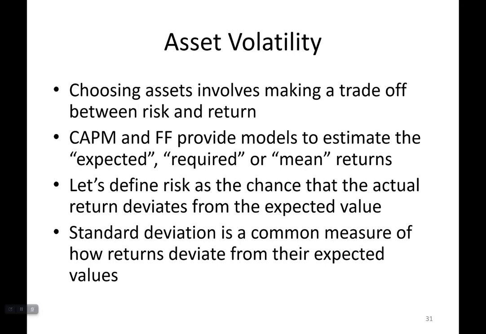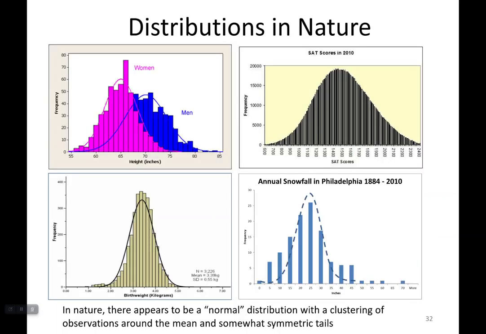So when you choose an asset to put in a portfolio, this involves making a trade-off between risk and return. We've shown that CAPM and Fama-French are models to estimate the expected, required, or mean future returns. And we're going to define risk as the chance that the actual return deviates from the expected value. Standard deviation is a common measure of how returns deviate from their expected or mean values.